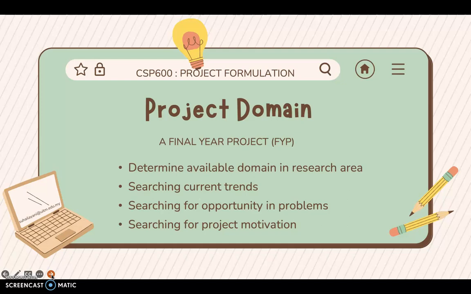How are you going to determine the domain? First, you need to search the current trends of the existing system and also the trending problems that occur in our world currently. From there, you can search for opportunity inside the problem to propose a solution in order for you to develop the system. From there, you can search for project motivation on why you're going to develop this kind of system to be proposed as your proposal.